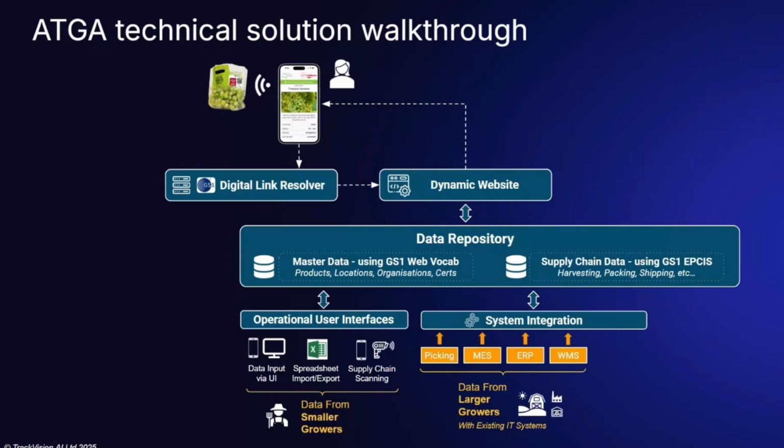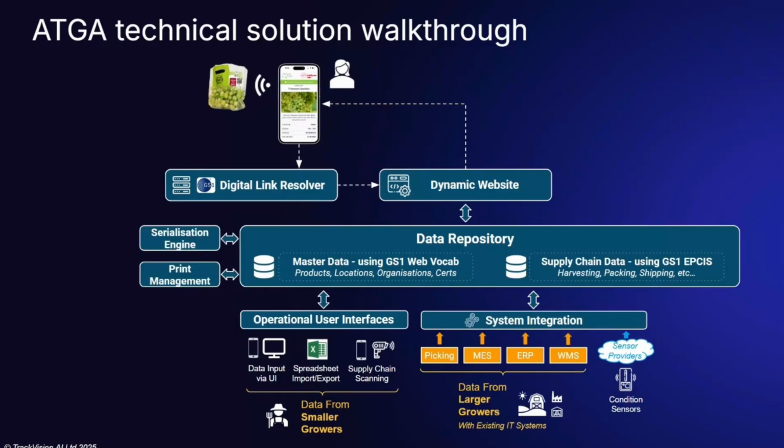Whereas larger growers, they always have existing systems. They've got picking systems, they've got manufacturing execution systems, they've got ERP systems, they've got warehouse systems. We need to do systems integration to get the data out of that, convert it into GS1 standards and store it in the repository. We've also got integration with sensor providers, a whole bunch of them, and we're getting that sensor data back and converting it into EPCIS format and storing it in context with the supply chain.